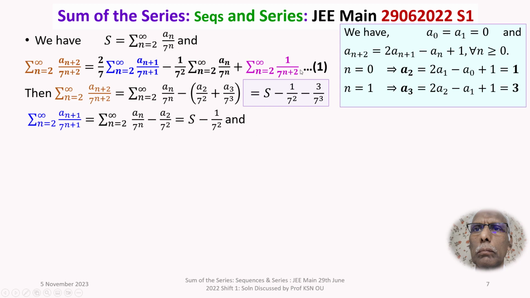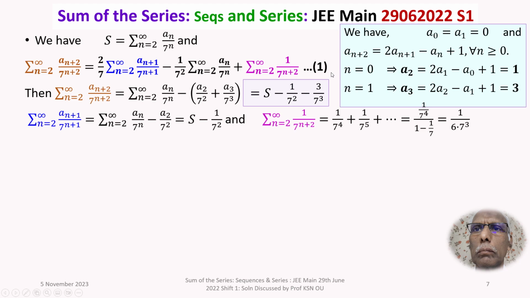Right. This pink one you take, that is sigma n is equal to 2 to infinity 1 by 7 to the power of n plus 2. Put n is equal to 2, 1 by 7 power 4. Put n is equal to 3, plus 1 by 7 to the power of 5, and so on. That means it is a geometric series whose first term is 1 by 7 to the power of 4 and the common ratio is 1 by 7. The sum up to infinity is given by a by 1 minus r. A is 1 by 7 to the power of 4, by 1 minus 1 by 7. Simplify, you will get 1 by 6 into 7 cube.